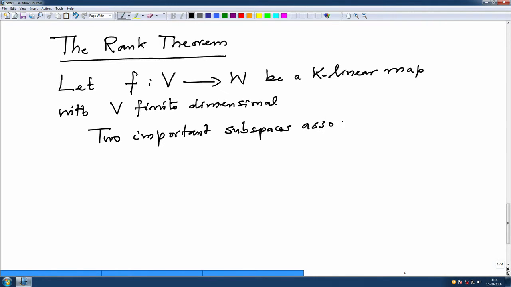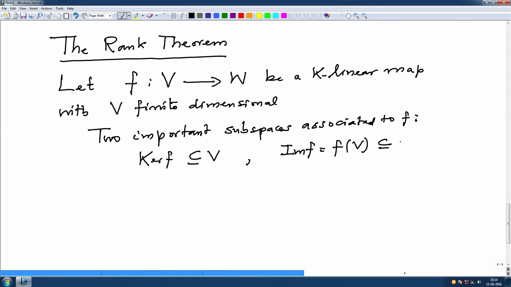Associated to F are, one is the kernel of F, which is a subspace of V, and the other which is the image of F, which is by definition F of V, and we have seen this is a subspace of W. And note that if V is finite dimensional, that is what we are assuming, then the kernel of F is also finite dimensional, because it is a subspace of a finite dimensional space.